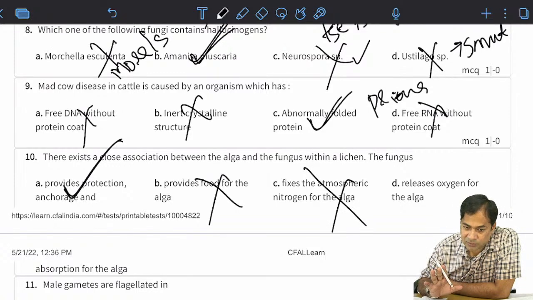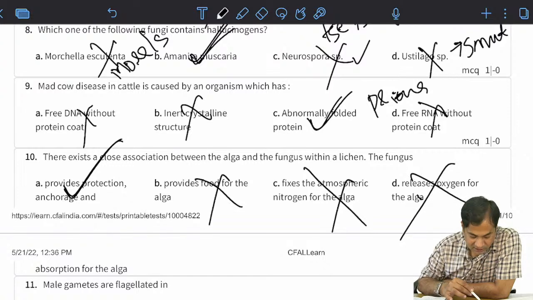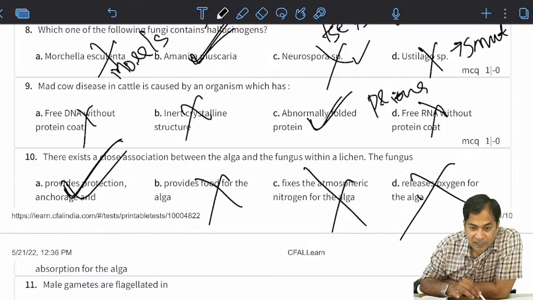Then releases oxygen for the alga. Only those plants which undergo photosynthesis can release oxygen. That is, algae can release oxygen because they undergo photosynthesis. But fungus cannot perform photosynthesis, so they cannot release oxygen. So the correct option should be protection and support.